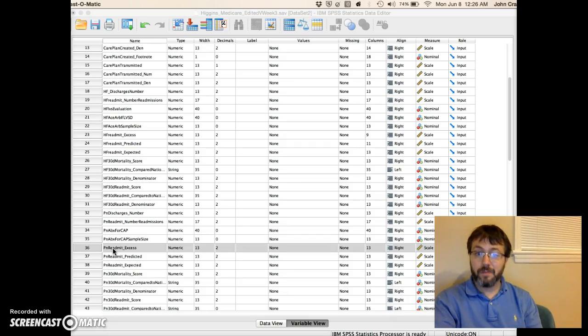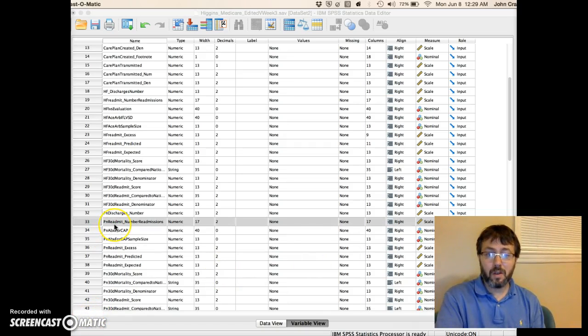The numerator is the actual number of readmissions, and the denominator is the anticipated number of readmissions for that facility. So this is a ratio number. It has an absolute 0, and that is what defines it as a ratio. If we see here, it's called numeric, so it's a number. Yes, we agree. And it's a ratio level of measurement, which SPSS puts interval and ratio together and calls scale. So we would agree with this assessment.